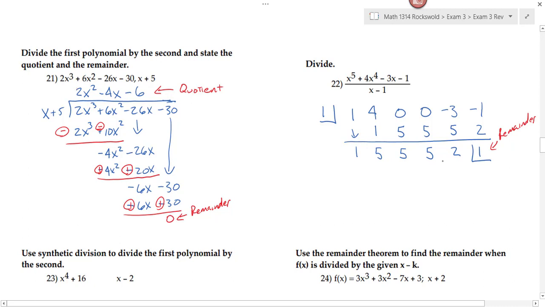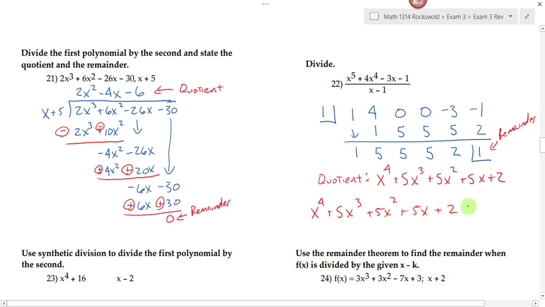In synthetic division, the last number is always the remainder, so my quotient will be 1x raised to what power? It's going to be 1 less than what your original. So it's going to be x to the 4th plus 5x to the 3rd plus 5x squared plus 5x plus 2. And my remainder here is 1. So if I were to write this out as a polynomial, what I would write is x to the 4th plus 5x cubed plus 5x squared plus 5x plus 2 plus 1 over x minus 1.